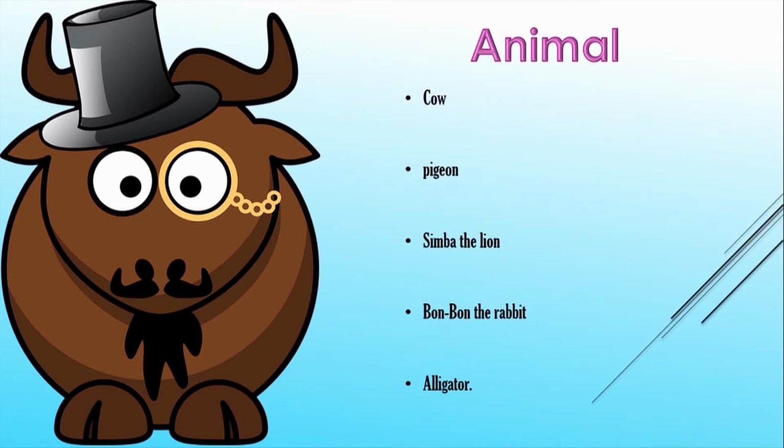So what we have here, we have cow, pigeon, Simba the lion, if you have seen that movie. We have Bon Bon the rabbit, alligator. So the name of your pet would also be a noun, as well as what type of pet it is. If you have Sally the snake, Sally, her name, that is a noun. Snake would also be a noun in itself.